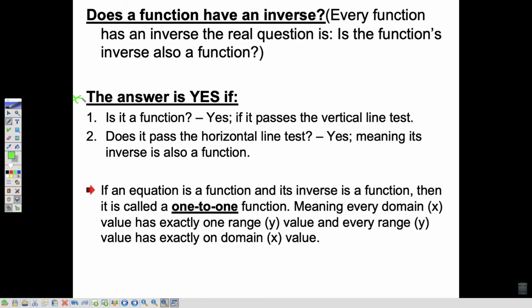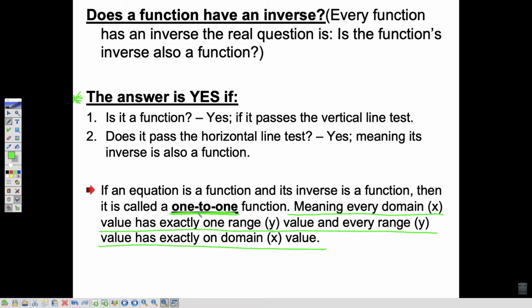And that means every domain value x has exactly one range value, and that's a definition of a function, yes? Every x has exactly one y, but also every y has exactly, guess what? One x. So if it passes the horizontal and vertical, it's a function and the inverse is also a function. If it passes the vertical, what you're looking at itself is a function. But if it passes the horizontal, then its inverse is also a function.